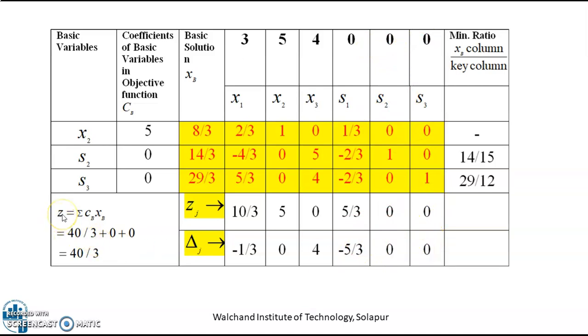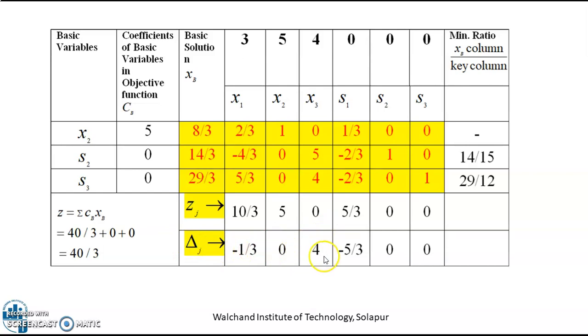Again we can calculate here Z, which is the sum of the CB column and the XB column, which is nothing but 5 into 8 by 3 is 40 by 3. These two entries are 0, therefore we can write 0 plus 0, which is nothing but 40 by 3. Now we have to test the optimality.